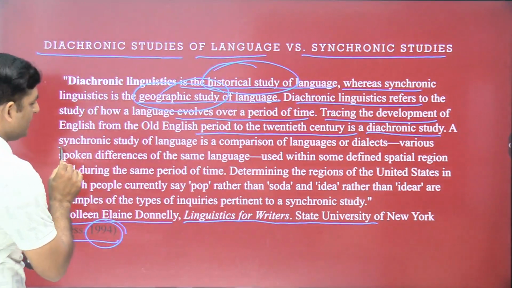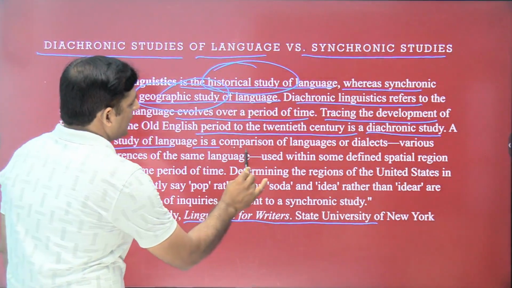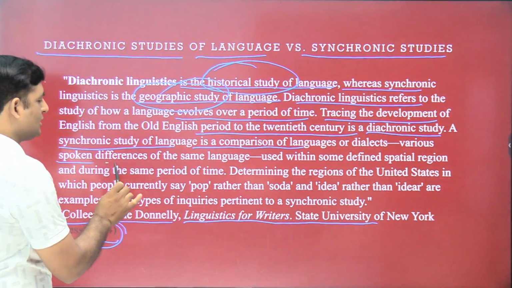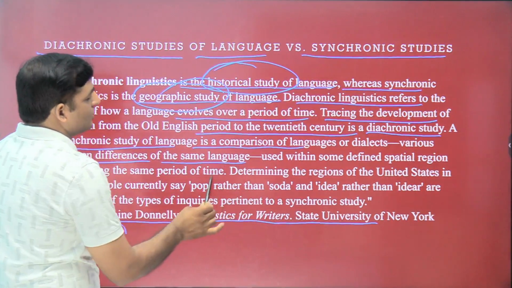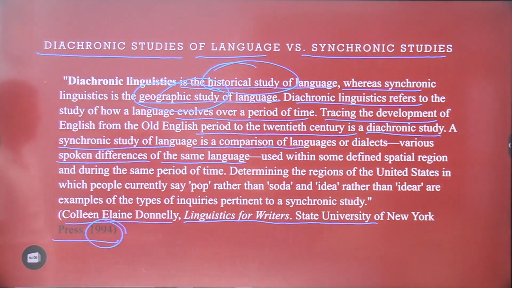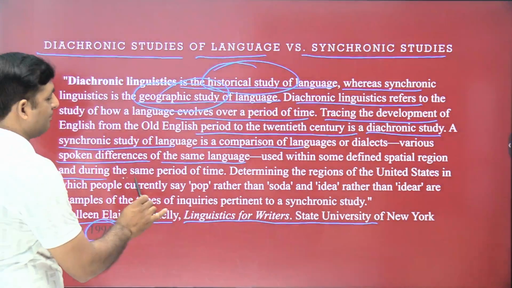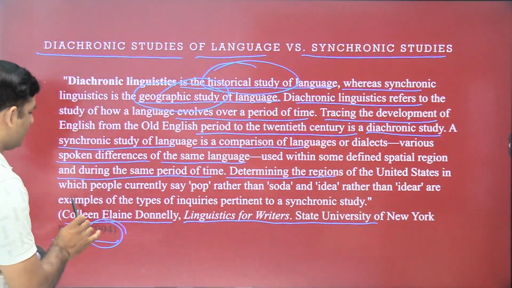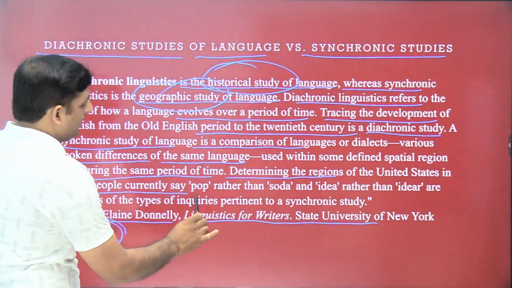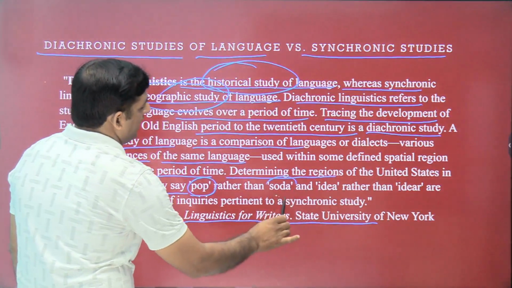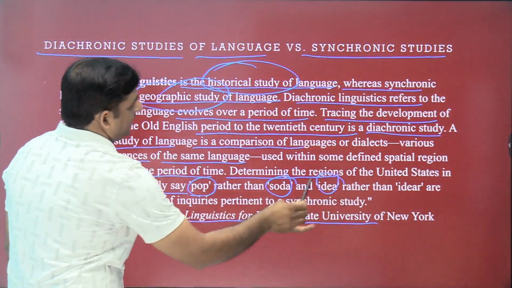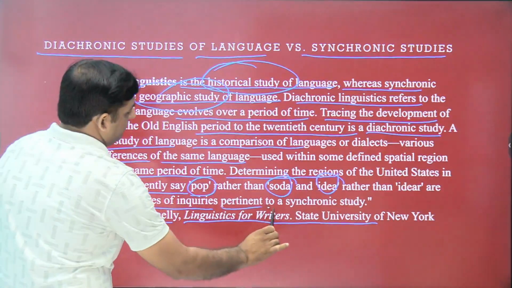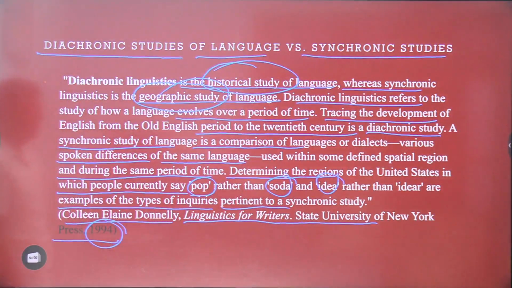A synchronic study of language is a comparison of languages or dialects, various spoken differences of the same language used with some defined special reason and during the same period of time. Determining the regions of the United States in which people currently say pop rather than soda are examples of the types of inquiry pertinent to synchronic study.